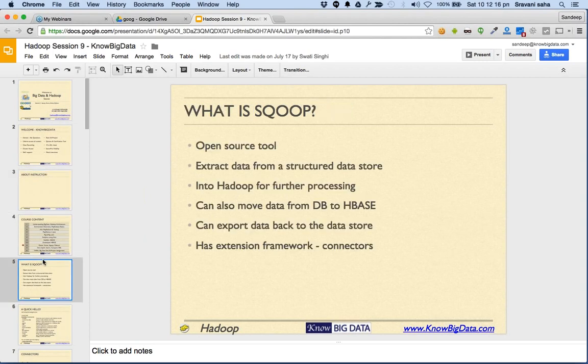So here we are. The first thing we are going to discuss is Sqoop. What exactly is Sqoop? Sqoop is an open source tool that can extract data from a structured data store such as MySQL or any other database, and it can push the data into Hadoop for further processing. It can also move data from a database to HBase, and you can export data back to the data store.